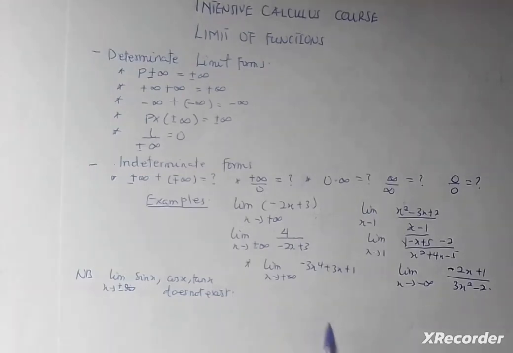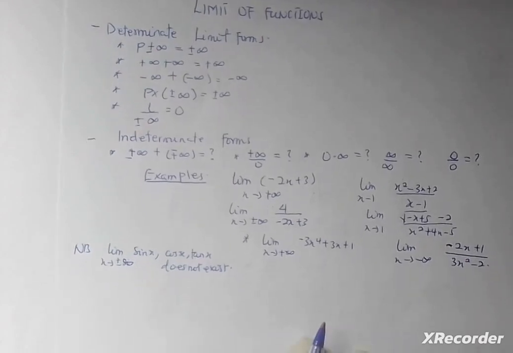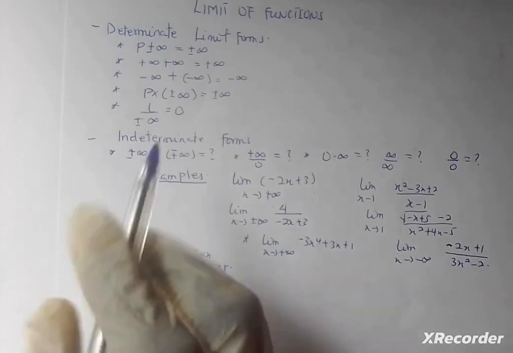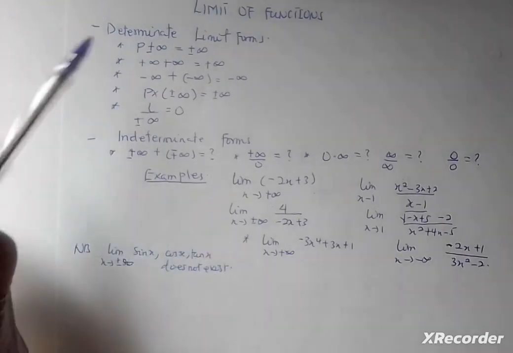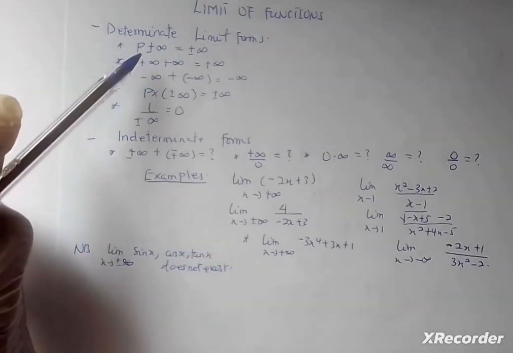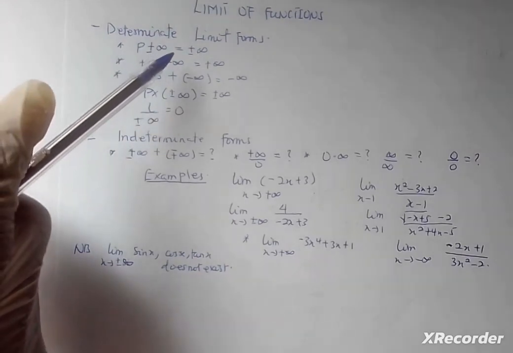To begin with, we're going to start with the determinate forms. When you say determinate forms, determined, meaning we can determine the limit, yes, meaning it's possible. Under the determinate forms, I have some expressions here. It is saying that p plus or minus infinity is giving us what? Plus or minus infinity.